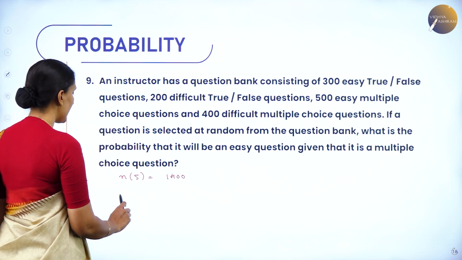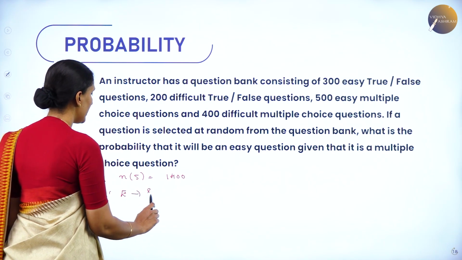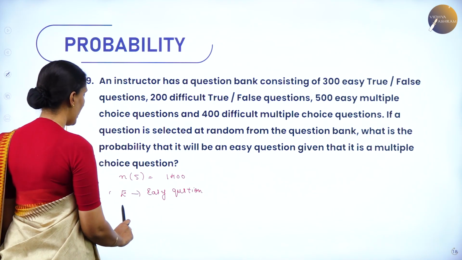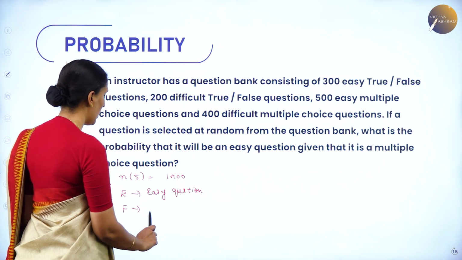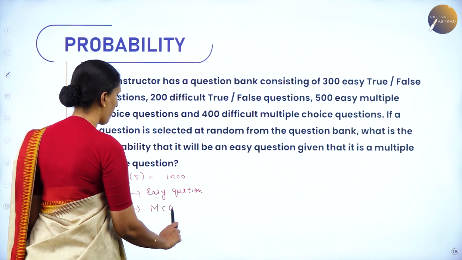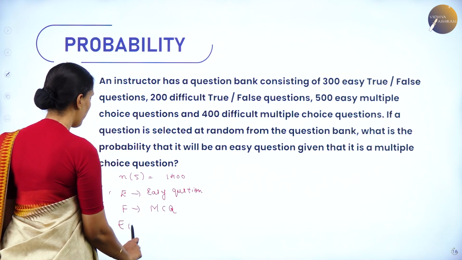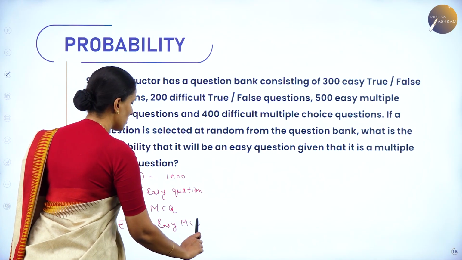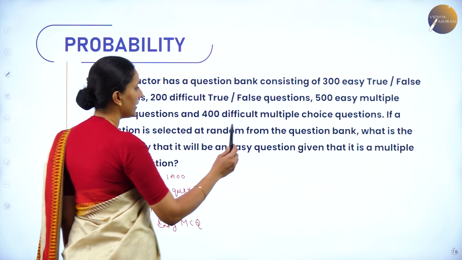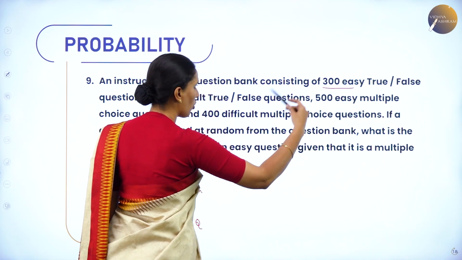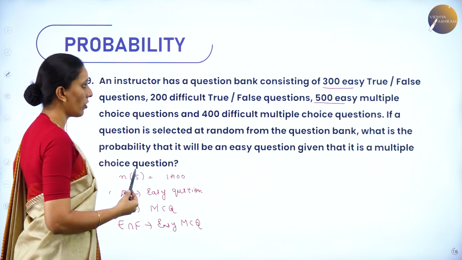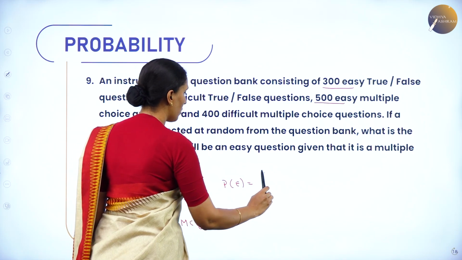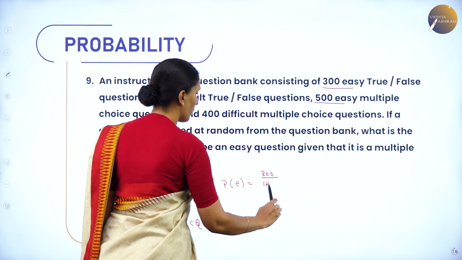Now next, let E denote the event of an easy question and F denote the event of a multiple choice question, and E intersection F denote the event of an easy multiple choice question. So now when I say easy questions, we have 300 easy true or false and 500 easy multiple choice questions, so total 800. So therefore probability of event E will be equal to 800 divided by 1400.